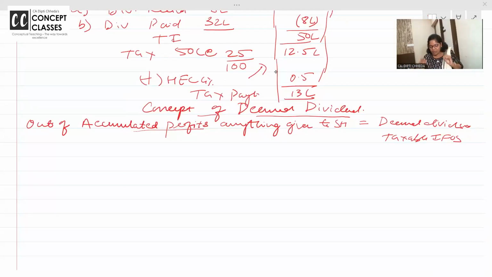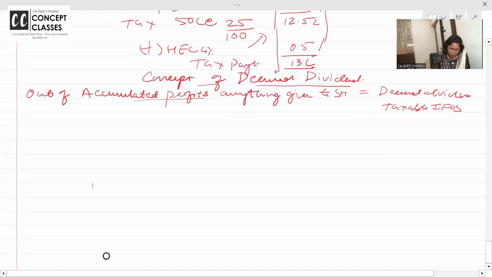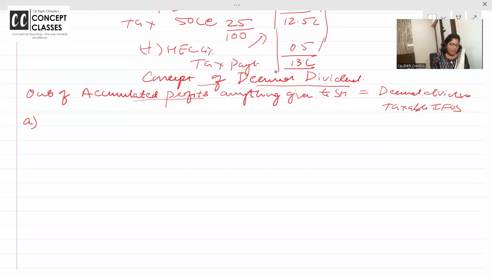So once again, I would like to revise the concept of deemed dividend. Out of accumulated profits, if you give to shareholders in any form, it will be treated as deemed dividend, income from other sources. If you want, you write down. I'm giving it in brief notes. What is the first way you are giving? You read the language. It's like law, but if you read it, it will be clear.